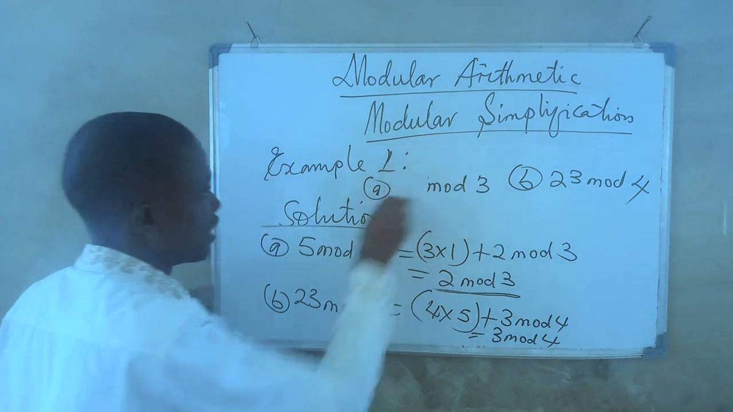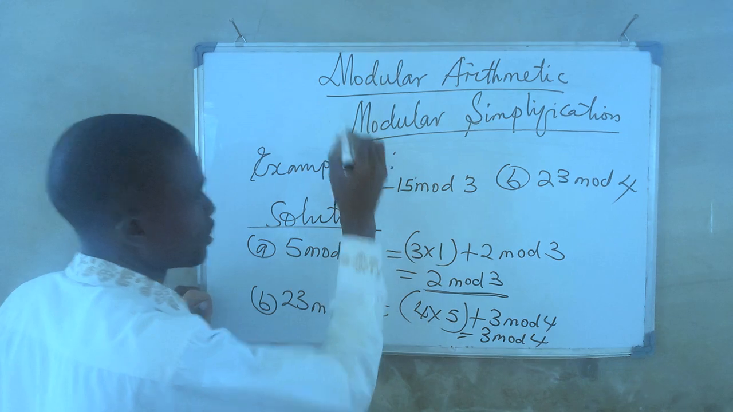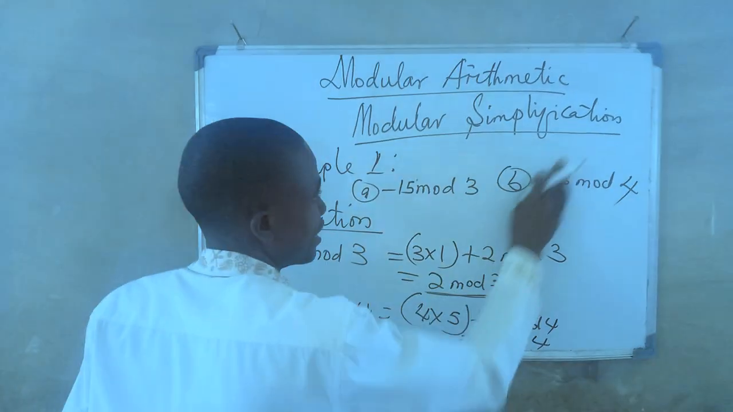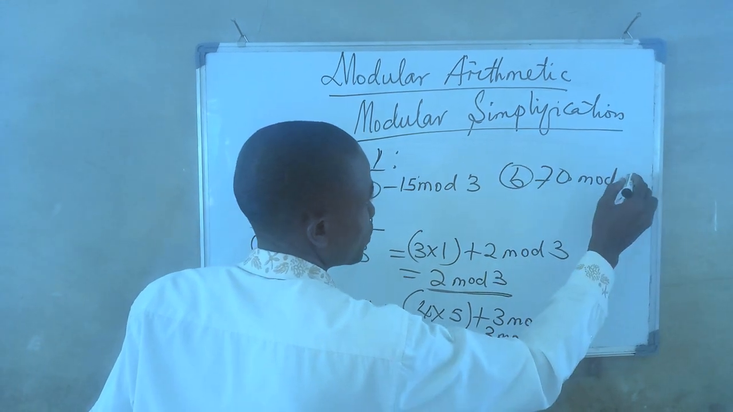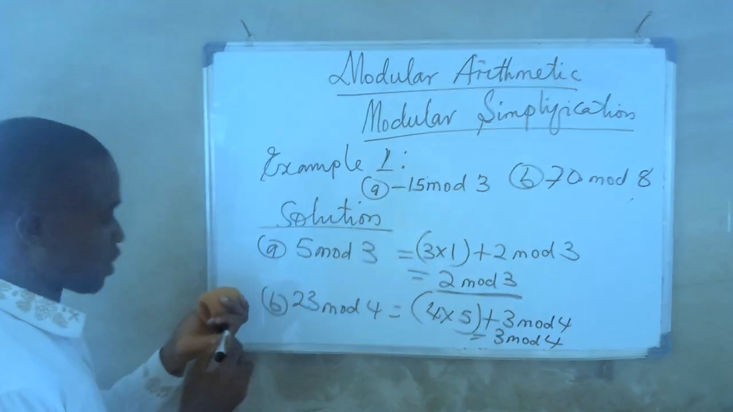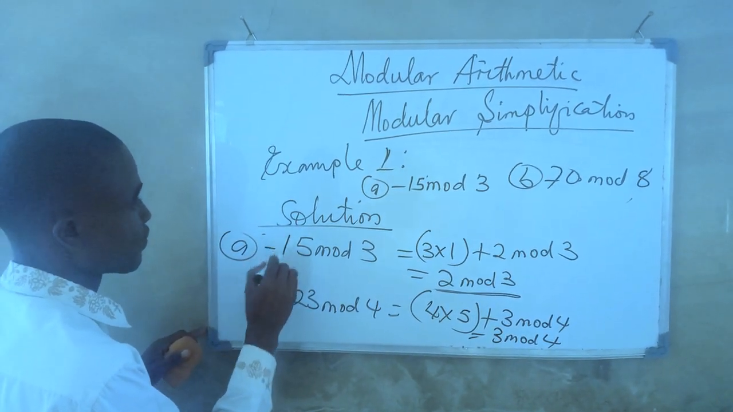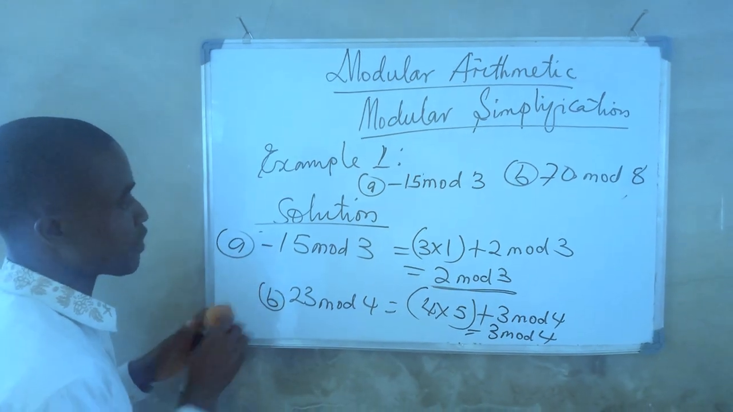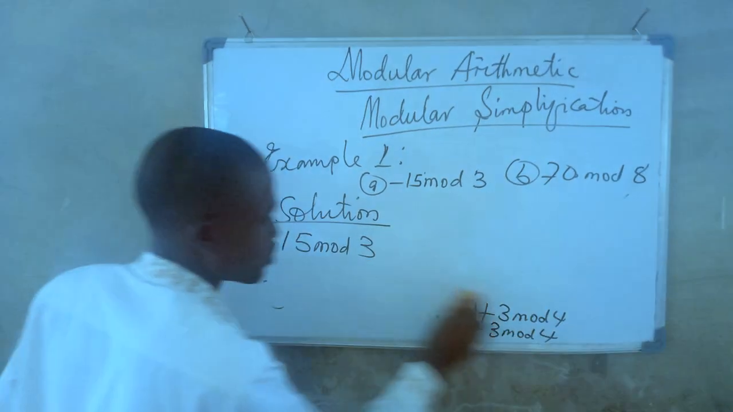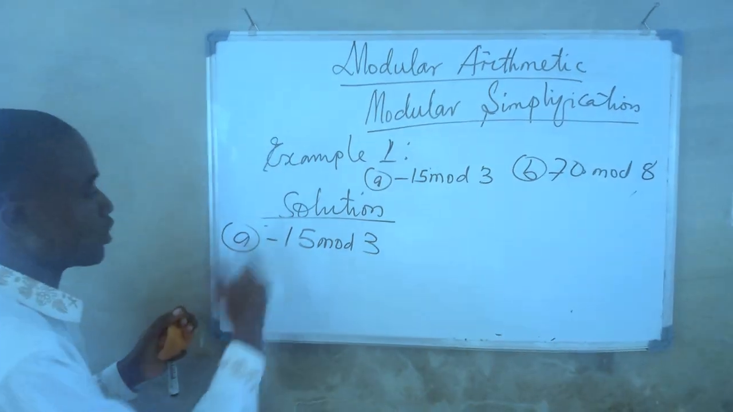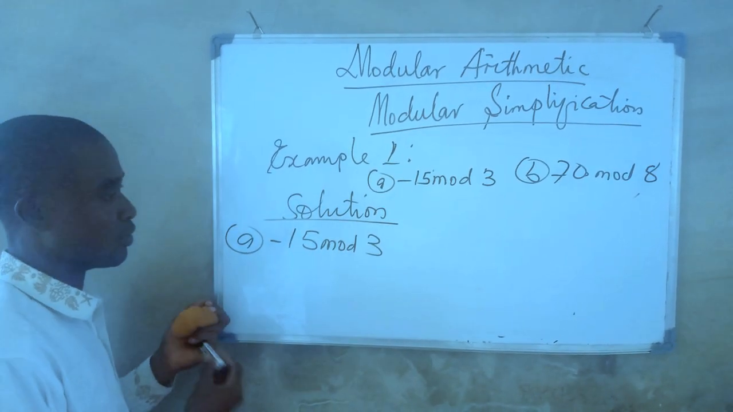Now assuming here is minus 15. Let me say minus 15 modulo 3. And then let me take another one, maybe 70 modulo 8. Let's see what we can do about it. Now the A part, that is minus 15 modulo 3. What are we going to get? Now 3 goes into 15. What you are supposed to do at this point is continue to add 3, to the point that you have a positive value.